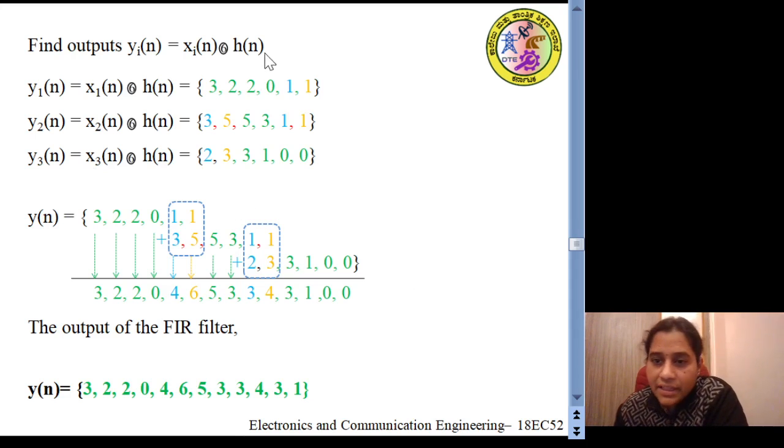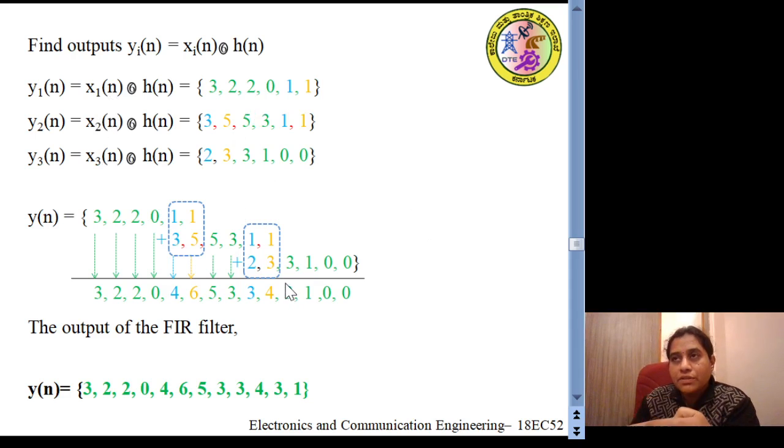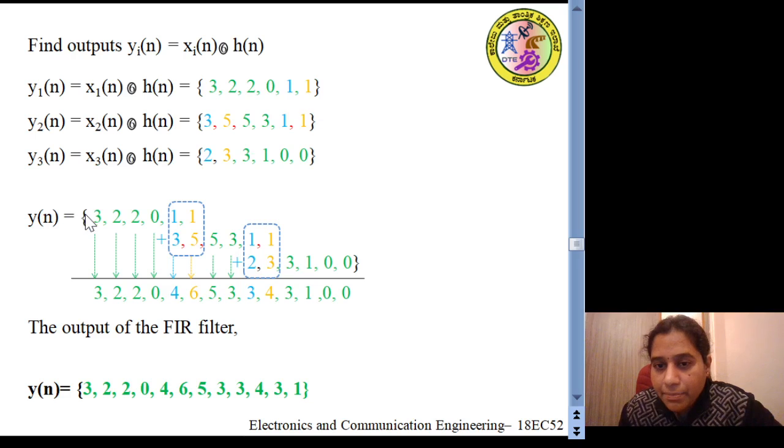Here you can also see the colors of these samples. The samples in green color we keep as they are, and the other colored samples are added. Before that, we keep the blocks one below the other such that the last M minus 1 samples of the previous block are merged with the first M minus 1 samples of the next block of output. First, y1 of n we keep as it is: 3, 2, 2, 0, 1 and 1. The M value here is 3, so M minus 1 is 2. Two samples are merged with the first two samples of the next block, which are 3 and 5. So we keep 3, 5, 5, 3, 1 and 1.